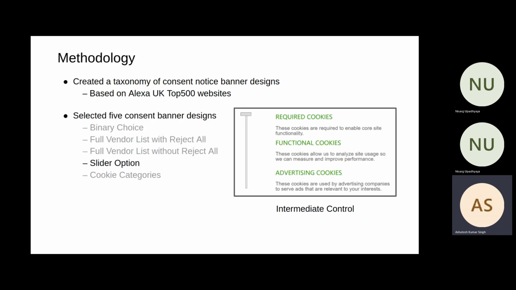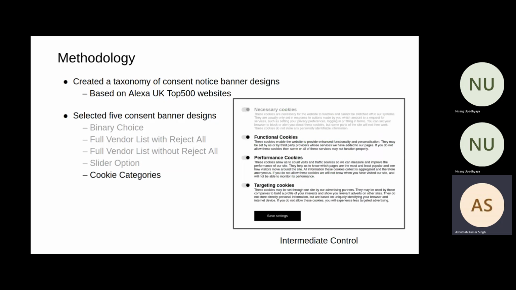Lying somewhere in between, providing intermediate control is a slider option, which gives us an incremental choice. For example, if the slider is at the functional level, then both required and functional cookies would be allowed. However, there is no way to allow only the functional cookies in this design. Solving that problem, we have the cookie categories design by which allows users to select or deselect each category of cookies separately.